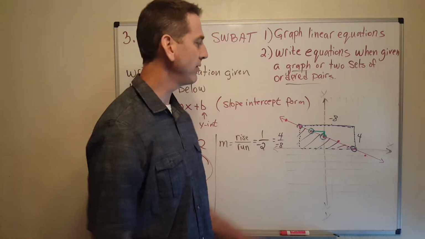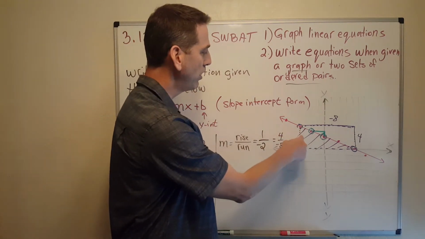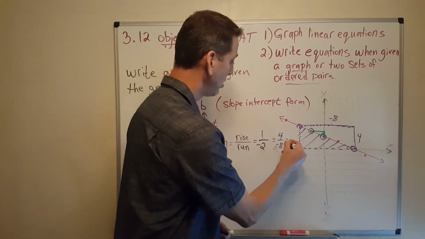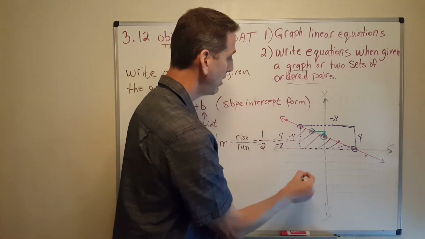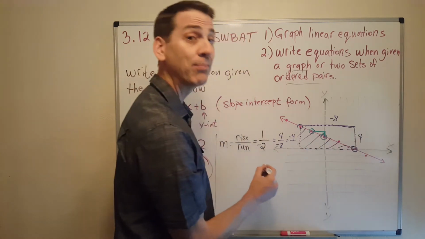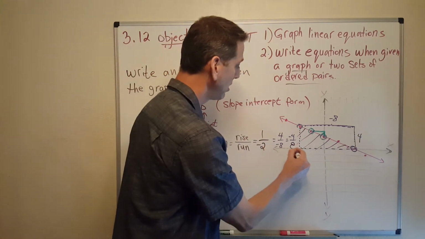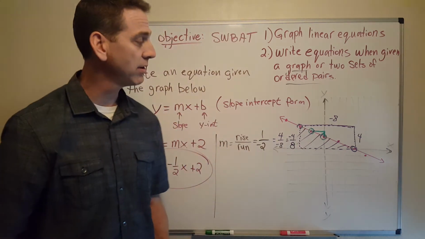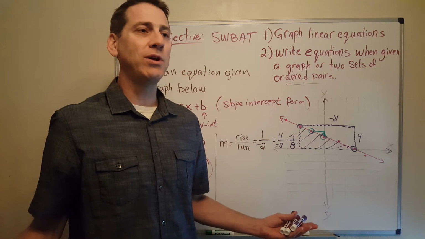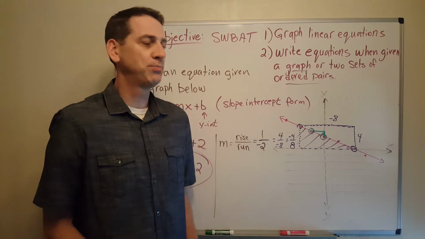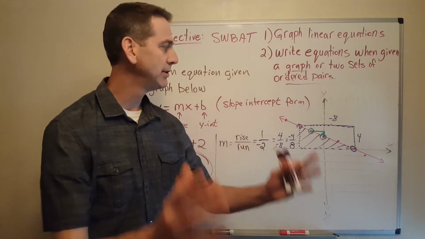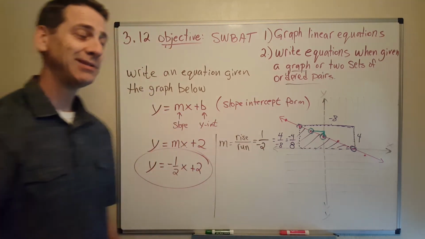Okay, what's my rise? My rise is 1, 2, 3, 4 down. Right? And how many to the right? Well, 8 to the right. Positive 8. Aren't those the equivalent? They are. So it doesn't really matter which points you choose and which direction you choose. Just pick 2 and go for it. Figure out your rise and figure out your run. You got it. All right?